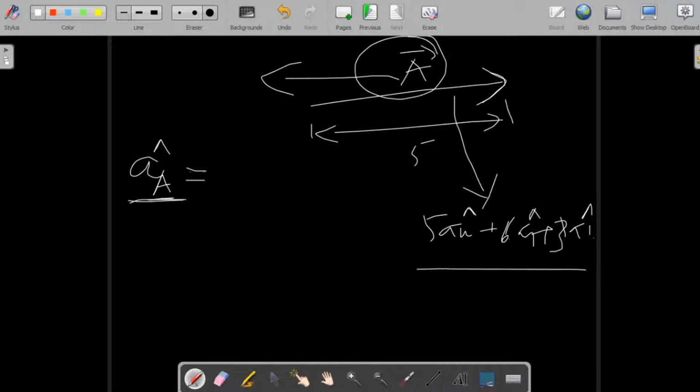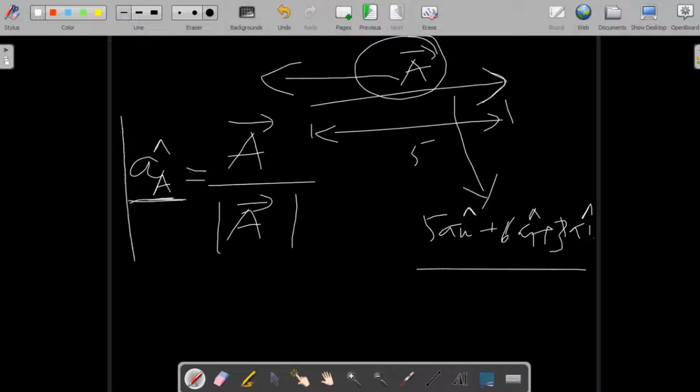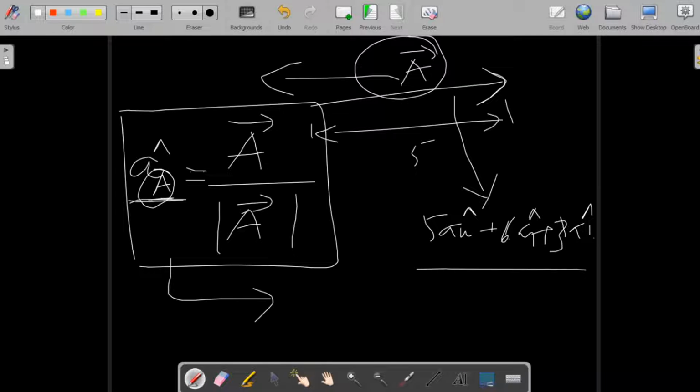That can be computed as that vector, A vector, divided by the magnitude of that vector. So this is how I express any given unit vector. Any given unit vector A cap is that vector which I am representing here, so it is A vector divided by the magnitude of that vector. So this is basically the expression or definition of a unit vector.